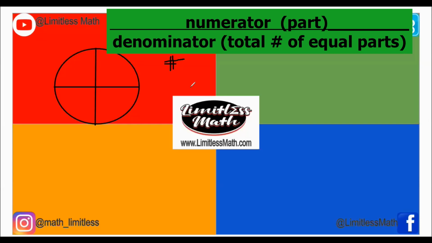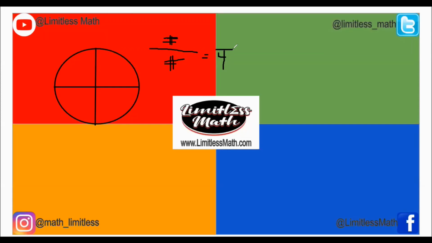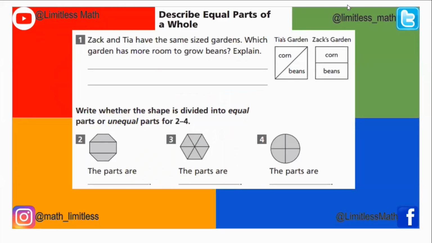So for our pizza example, our denominator would be 4 because we have 4 equal parts. And our numerator is how many parts we're going to talk about. So in this case, each friend is going to get 1 piece. So our numerator would be 1. Let's look at a few examples. So we're going to talk about this section of describing equal parts as a whole.